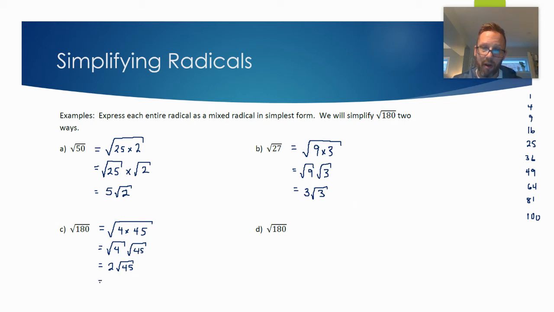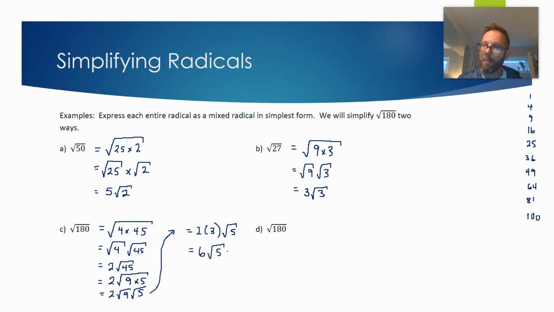9 goes into 45. So I can write the root of 45 as the root of 9 times 5. So that's 2 times the root of 9 times the root of 5. I'm showing all kinds of steps here. In practice, you can shave off some steps if you're comfortable. This is equal to 2 times 3 times the root of 5. Finally, 6 times the root of 5. And root 5 can't be simplified anymore. Now, you can always find a number that works, you just might have to simplify twice. But it is always best if you can find the biggest one.